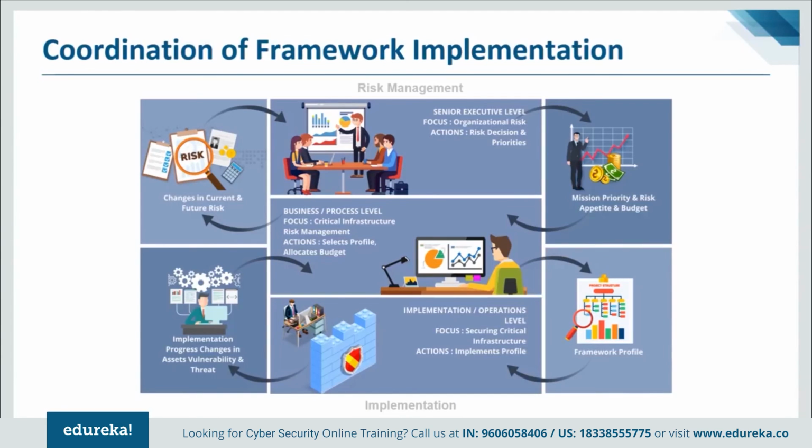The implementation or operations level communicates the profile implementation progress to the business level. The business level uses this information to perform an impact assessment. Next, the business level management reports the outcomes of that impact assessment to the executive level to inform the organization's overall risk management process and to the implementation operation levels for awareness of business impact.